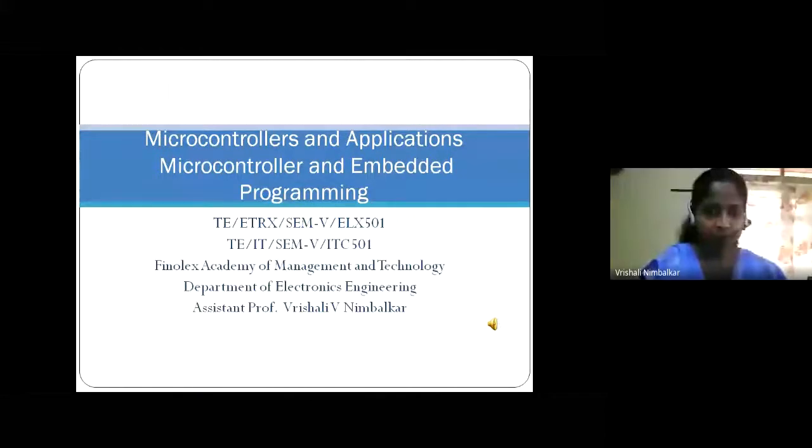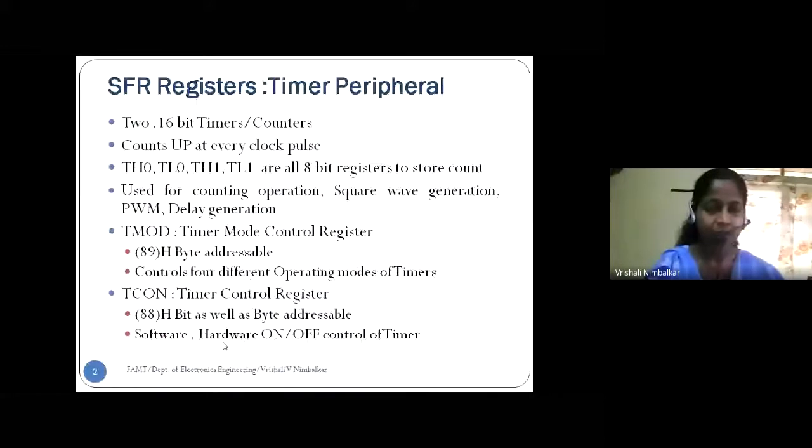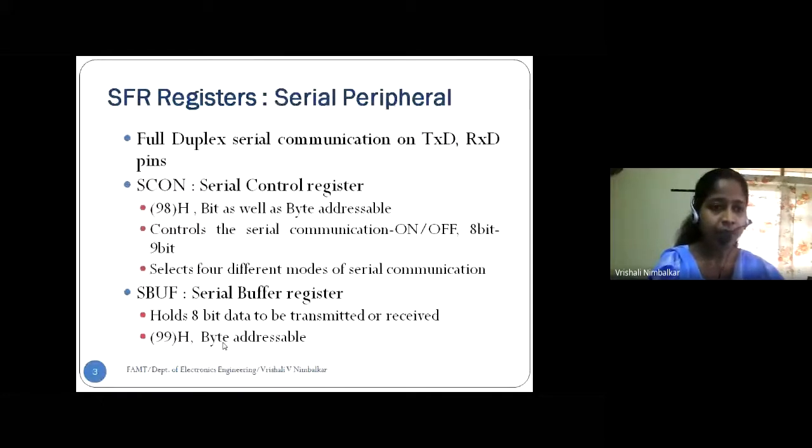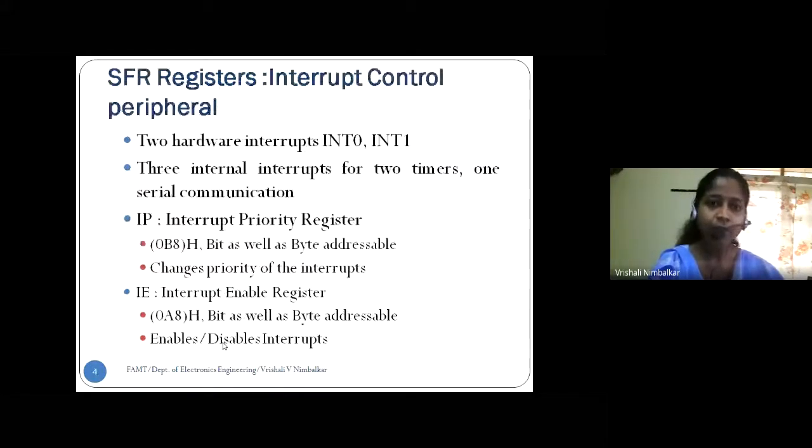We start with our today's session. In the last session, we had looked into functioning of peripherals. We saw timer peripheral and the special function registers associated with it, TMOD and TCON. Then we saw serial peripheral and the registers associated with it, SCON and SBUF. Then we looked into interrupts and the registers associated with them, the interrupt priority and interrupt enable registers.